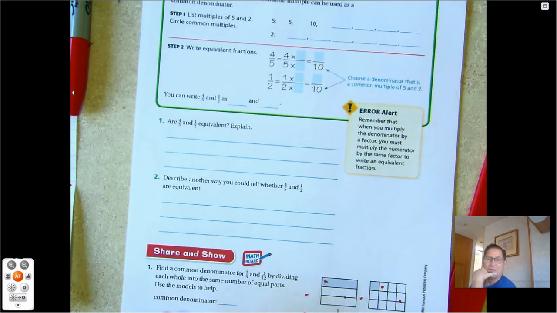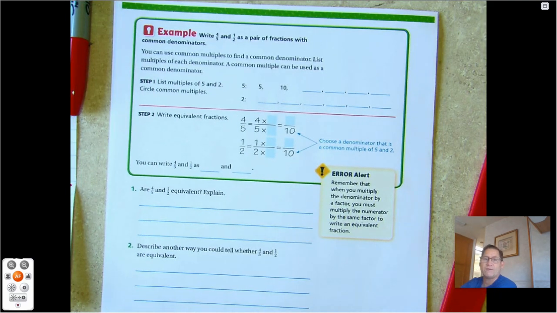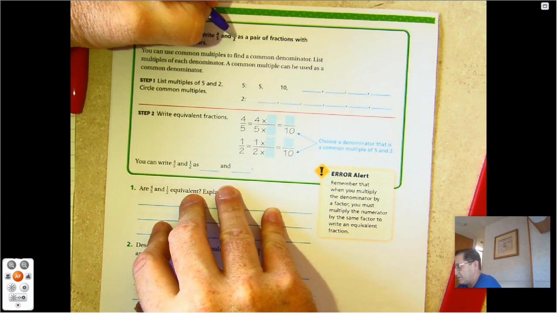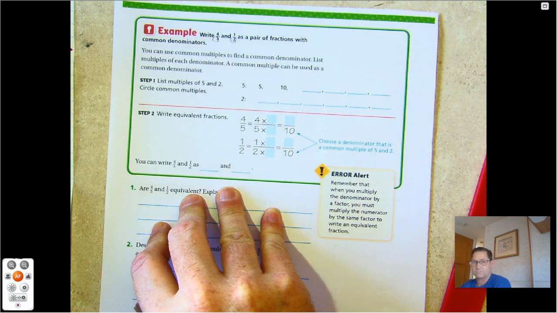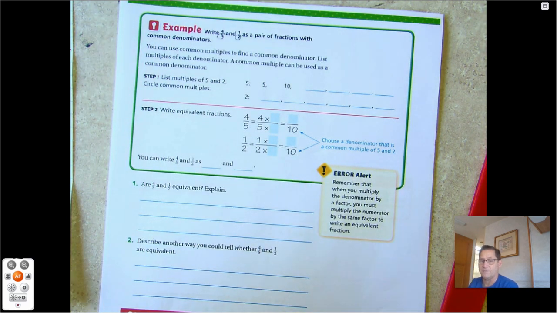All right, so another example, we can write 4/5 and 1/2 as a pair of fractions with common denominators. And we can use common multiples to find a common denominator. This is a method that I prefer to use. And we're going to list multiples of each denominator. A common multiple can be used as a common denominator. Step 1, list the multiples of 5 and 2. So we're going to be using the denominators, which makes sense. We've got to find a common denominator.